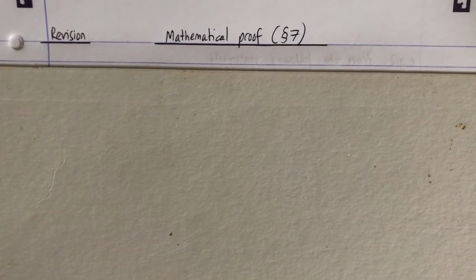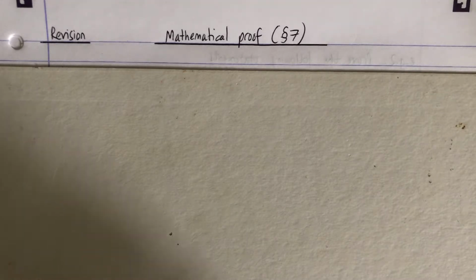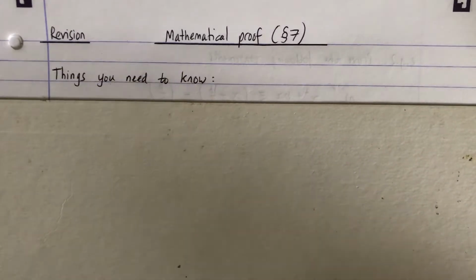Just going to continue with some revision topics for the upcoming internal exams. Someone's asked me to go through mathematical proof, which is within chapter 7 in the pure textbook. And just going to start with things you definitely need to know.